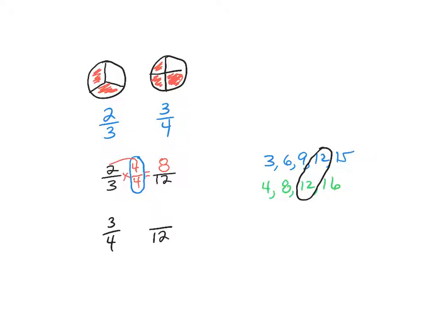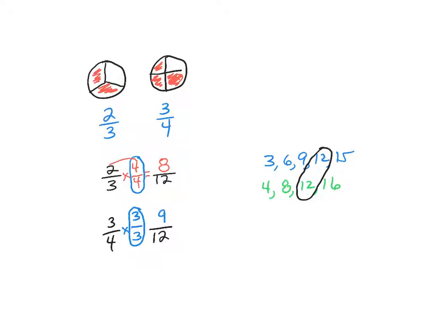It's just like having someone that sometimes might be called Joseph and sometimes they're called Joe. The same person, different names. 2/3 and 8/12 are exactly the same. I just give them different names. I'm going to do the same thing with the 3/4, and I'm going to change that into twelfths. So I need to figure out, well, what do I need to multiply 4 by to get to 12? I'm going to multiply that by 3. Since I multiplied the bottom by 3, I have to multiply the top by 3, because once again, I need to multiply by 1. 3 times 3 gives me 9.